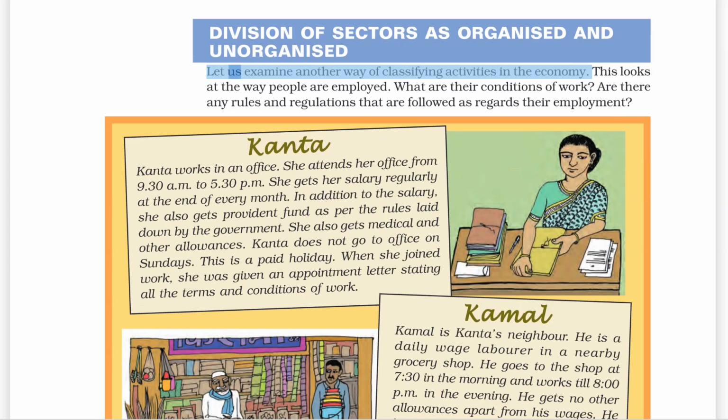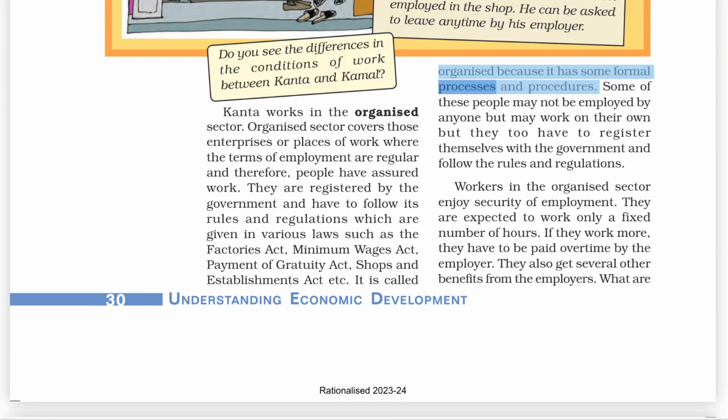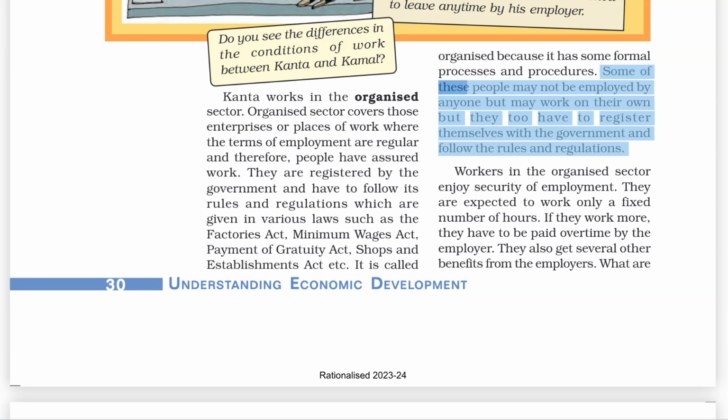Let us examine another way of classifying activities in the economy. This looks at the way people are employed. What are their conditions of work? Are there any rules and regulations that are followed as regards their employment? Organized, because it has some formal processes and procedures. Some of these people may not be employed by anyone but may work on their own, but they too have to register themselves with the government and follow the rules and regulations.